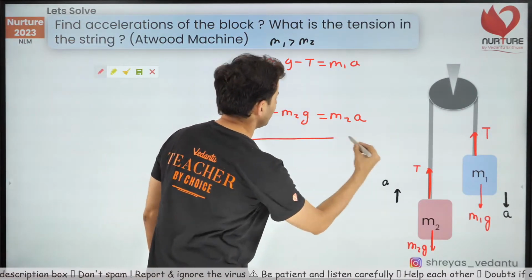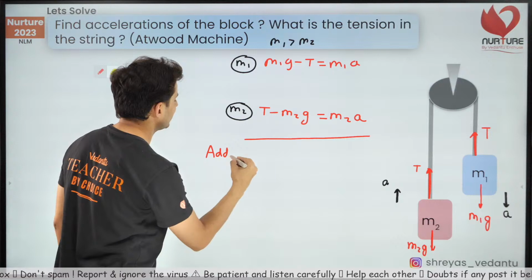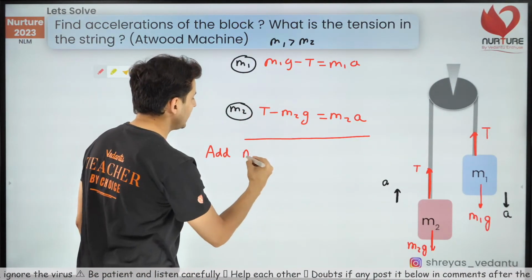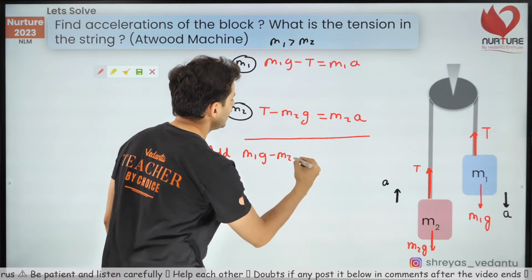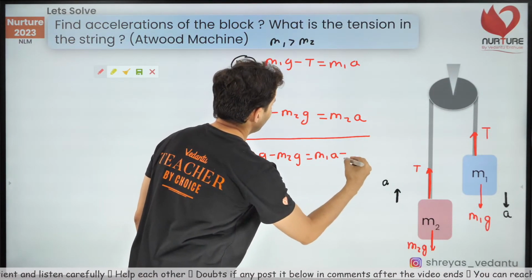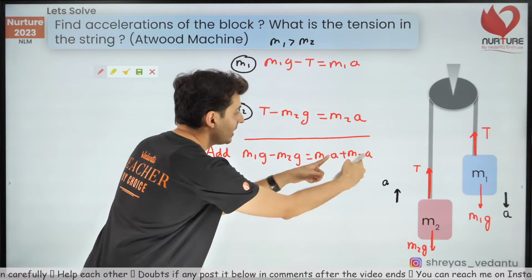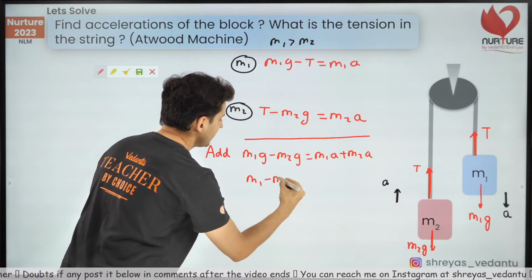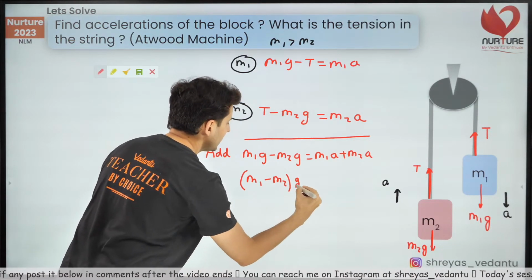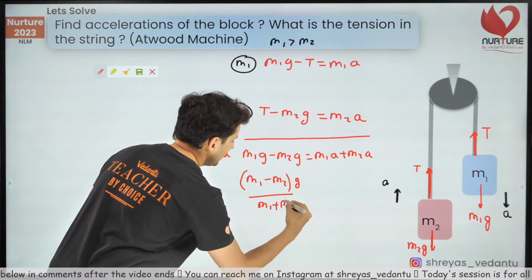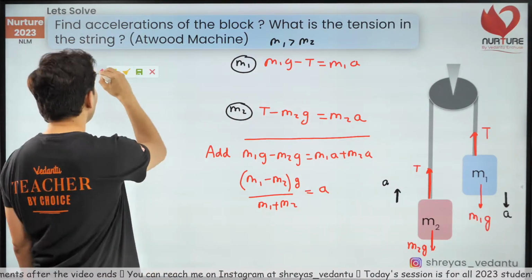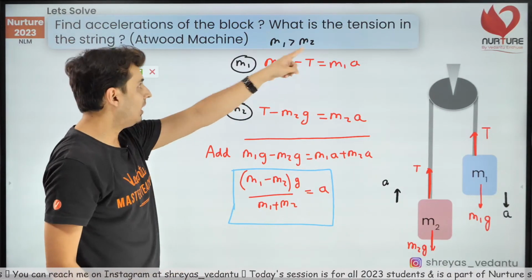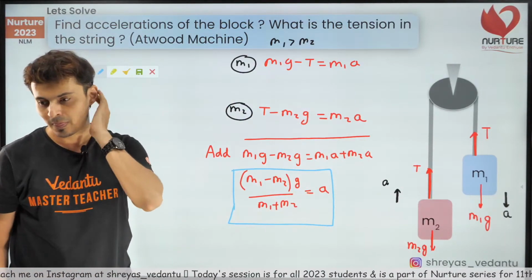How do you solve this? Just add them. So add these two equations. When you add these two equations, T and T will get cancelled. So you will have M1G minus M2G is equal to M1A plus M2A. Therefore, taking A common and bringing this down, I will have (M1 minus M2) into G divided by (M1 plus M2) is equal to A. So that is my first answer. So acceleration of the blocks, yes, I have figured it out.